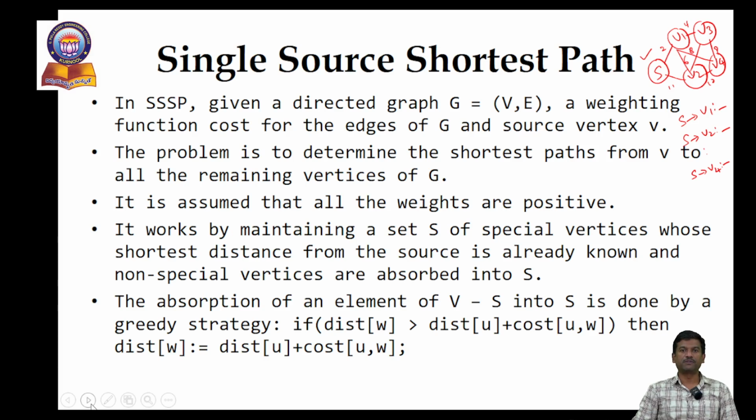After subtracting this, for the remaining vertices that are present, we can solve using the greedy approach using a certain condition. The condition is: if distance of w is greater than distance of u plus cost of u comma w, then there is an update of the distance. If this condition is true, then you need to update the distance of the vertex w, which is given by distance of u plus cost of u comma w.